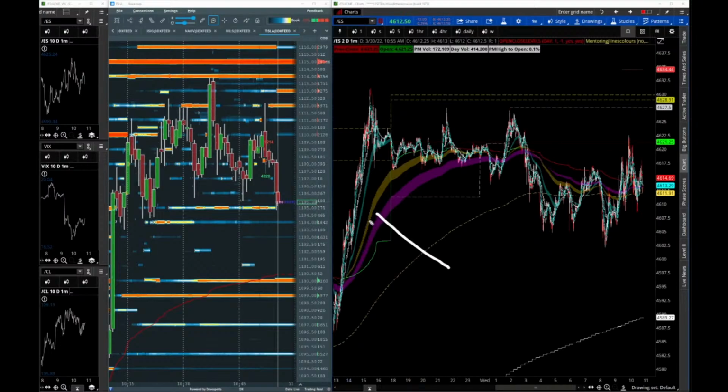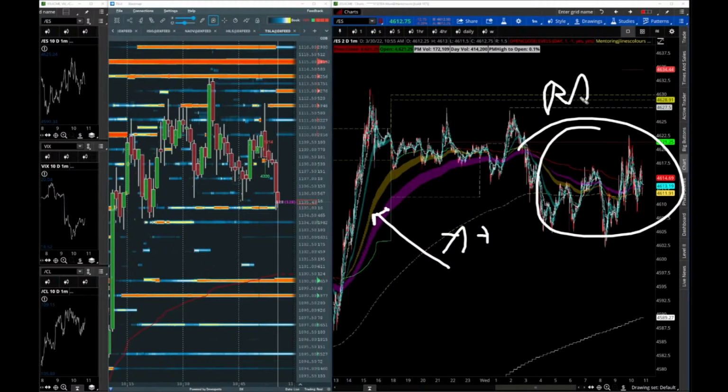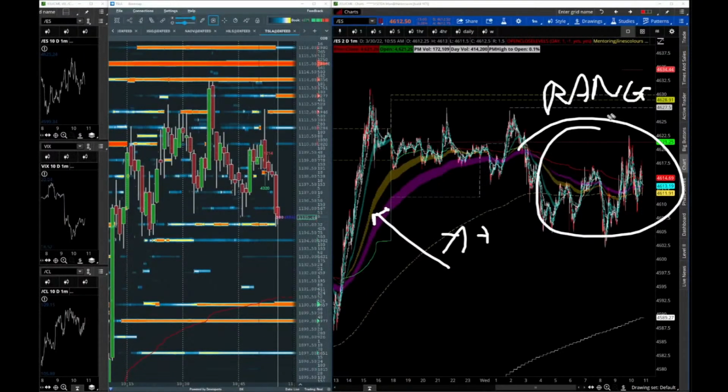This is the trend. Okay. So we are having over here an A plus. And over here instead, what is range? No trade.